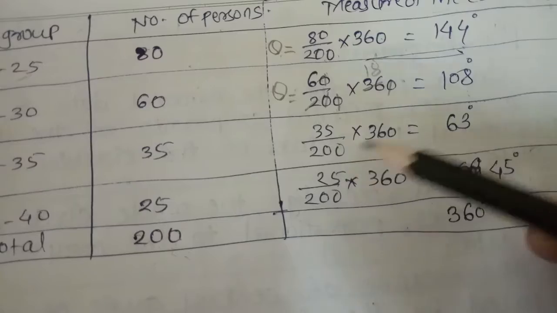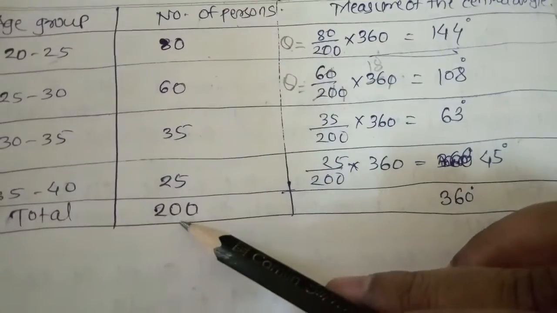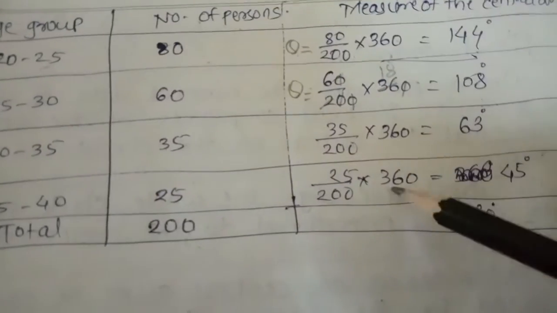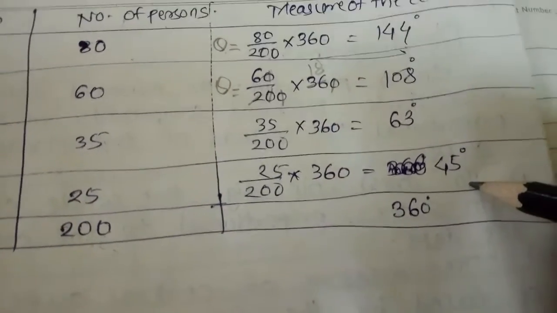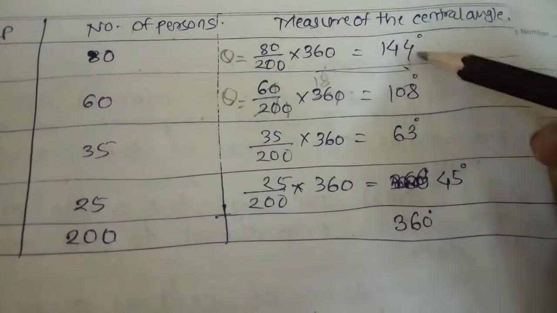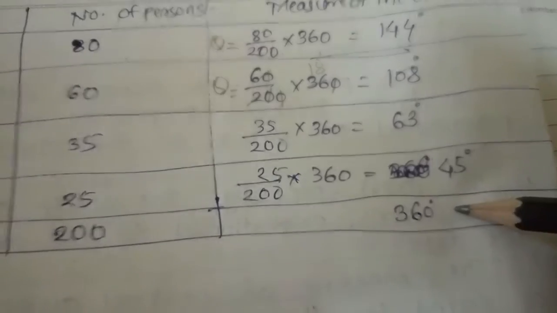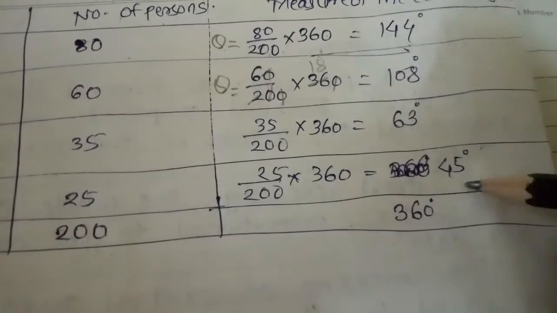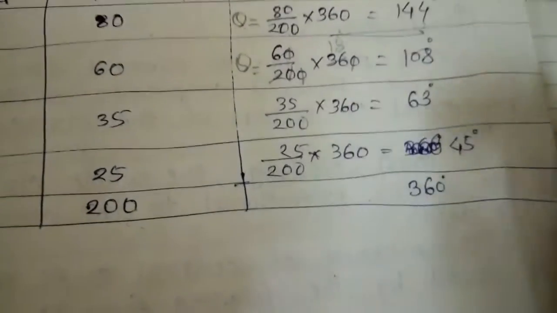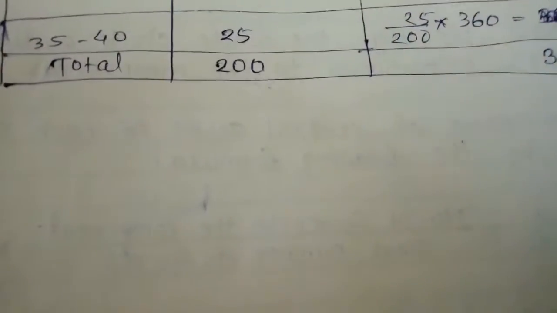Again we cancel this 0 with this 0, and reducing this we get the answer 63. And the last one is 25 upon 200 into 360. So the answer is 45 degrees. To verify, take the addition of all these numbers and your answer must be 360 degrees. In this way you can verify whether your answer is correct or not. The addition must be 360 degrees. After that we have to draw a circle with a specific radius. You can take a radius of 3 to 4 centimeters.